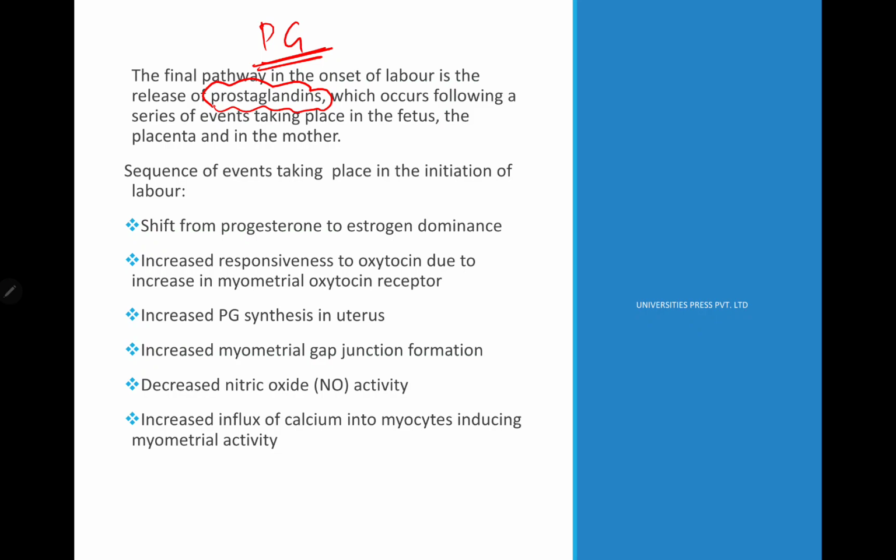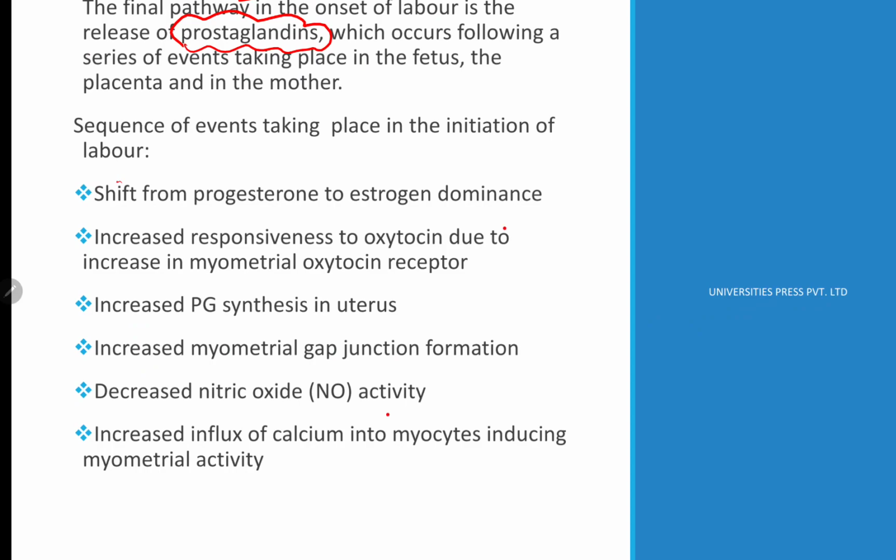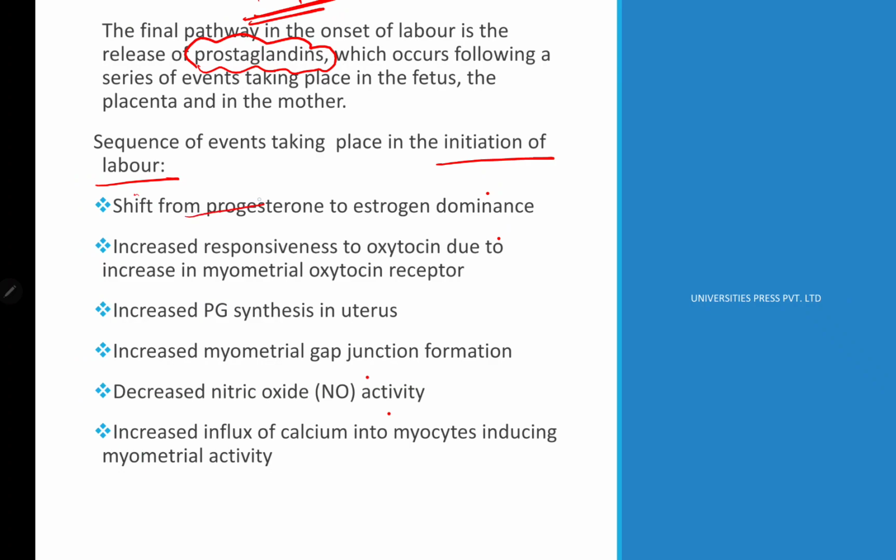So prostaglandin release occurs following a series of events. Now let's look at the sequence of events taking place in the initiation of labor. All we are talking about is the initiation of labor. There is going to be a shift from progesterone to estrogen dominance.